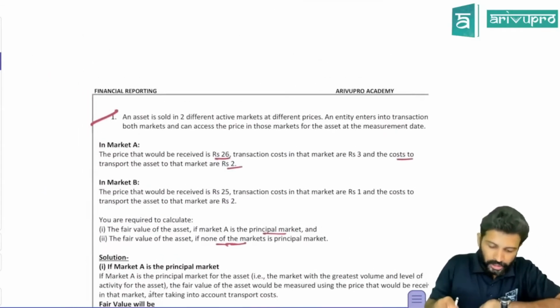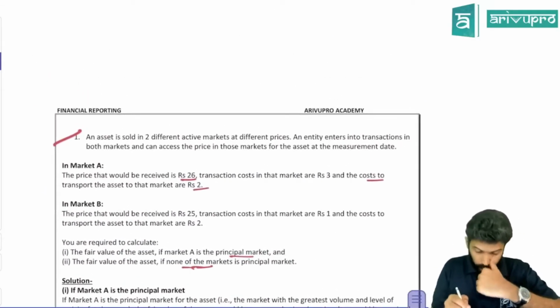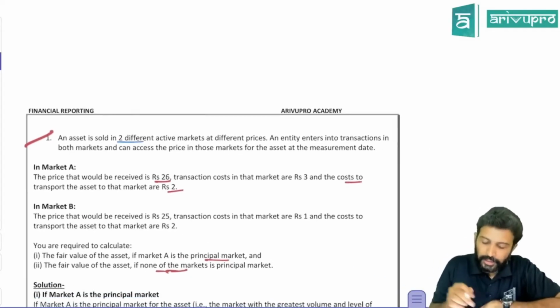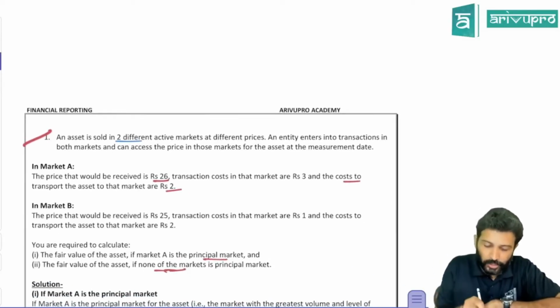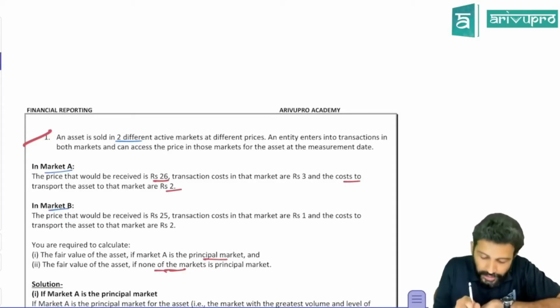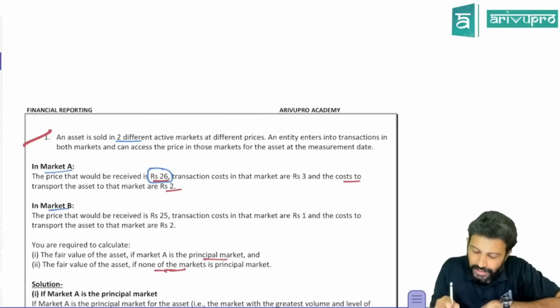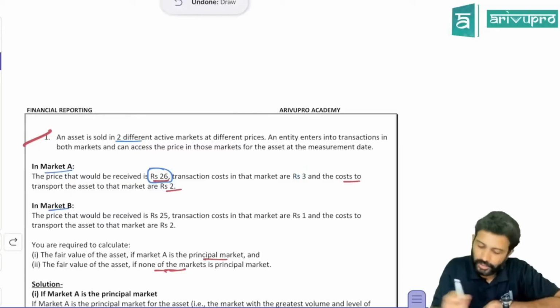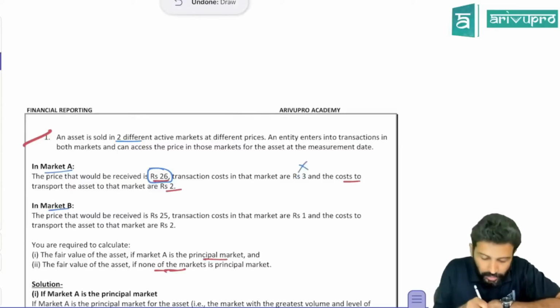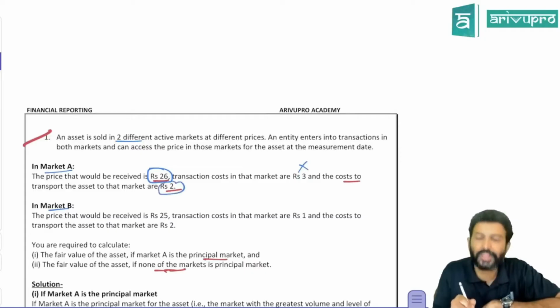So let's take up one question in this, then we can proceed further. An asset is sold in two different active markets at different places. An entity enters into a transaction in both the markets. They're saying there are two markets, A and B. The price that would be received in market A is 26. Transaction cost is 3. So do we need transaction cost? No, this data is irrelevant. However, the cost to transport is 2. Will we consider this? Yes.